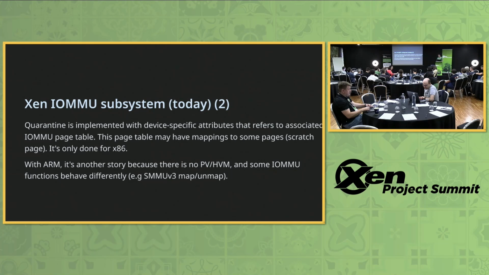And something also important is that only x86 platforms have quarantine. I haven't seen anything regarding ARM, and we probably want that on ARM as well. On ARM, it's also another story because there is no PV or HVM. Everything is pretty much like HVM. And some functions appear to behave quite differently, like map and unmap operations that, as I understood, actually modify the domain memory, which may not be what we would like to have.